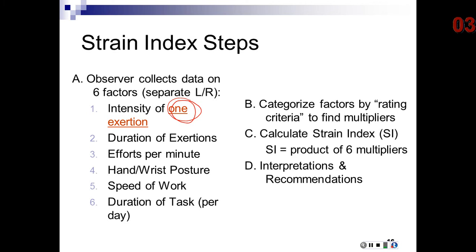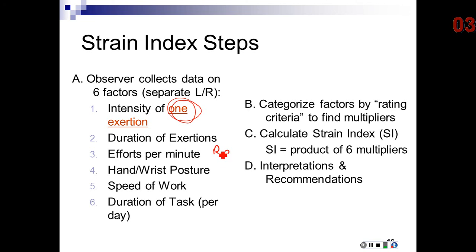Second factor, duration of exertions. Out of the total time that you're being observed, what percentage of that is the person actually moving their distal upper extremity? What percentage of the time are they grasping something? Are they applying a force? Third is efforts per minute, and that's simply your repetition factor.